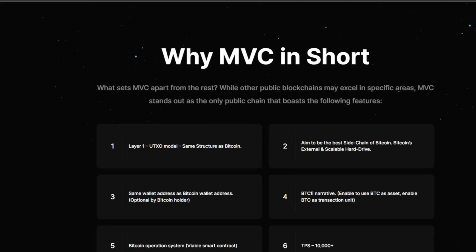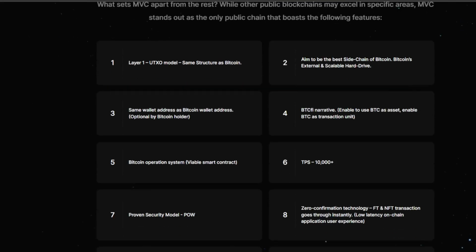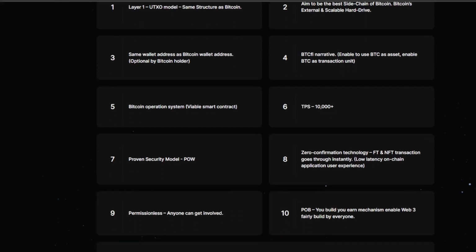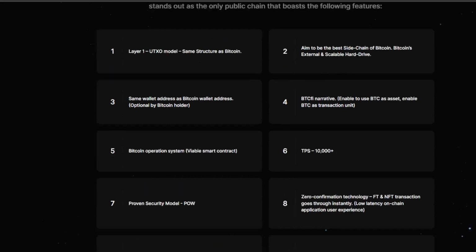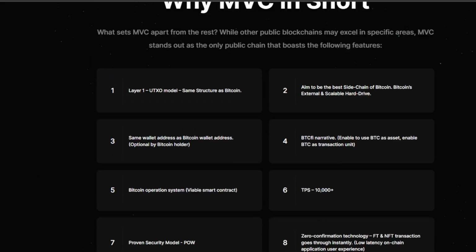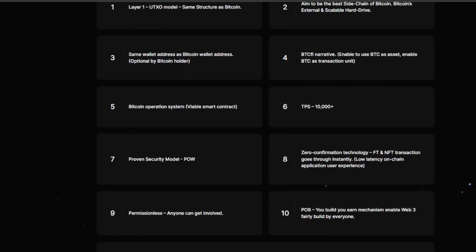Why MVC in short? So this is a good little synopsis of why MVC is good. Of course, MicroVisionChain, layer 1, UTXO model, same structure as Bitcoin, same wallet address. Again, Bitcoin operating system. We talked about that. Proven security by the proof of work, permissionless. Okay, anyone can get involved. Best side of the blockchain, of course, taking the best out of Bitcoin and so on.